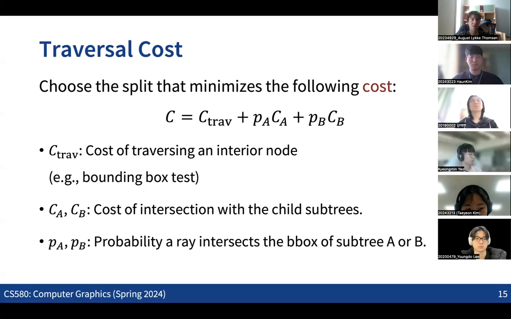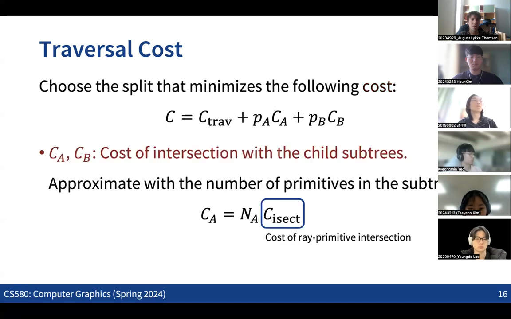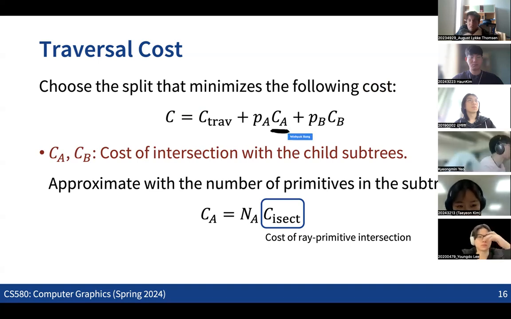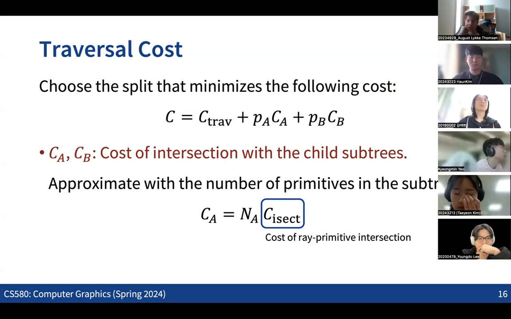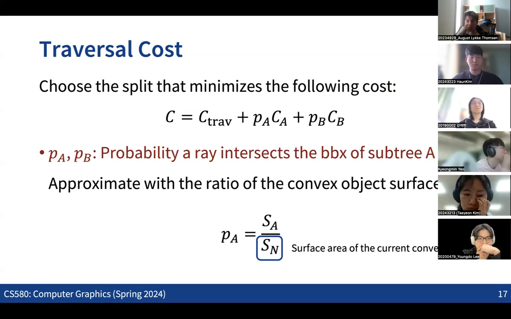A very simple idea that people typically use to construct the bounding volume hierarchy is that we can approximate the cost of visiting each subtree as the number of primitives. That is the case where we want to avoid having too many primitives in each bounding box. So the simplest way is to approximate the cost of visiting each subtree as the number of primitives included in it. And the more important part is how we measure the probability that a random ray will hit the bounding box of each subtree.